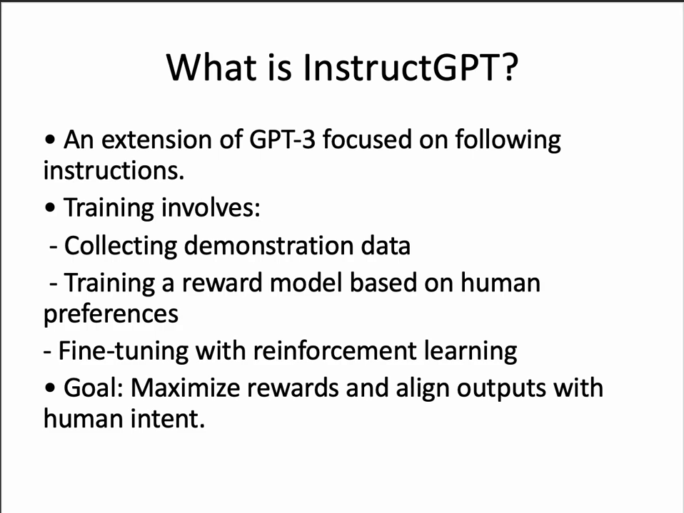It is trained in 3 steps. First, collecting good examples, which means experts give correct responses. Second, training a reward system. The model learns what humans like. And last, fine-tuning with reinforcement learning. It practices to get better over time. The goal is to improve answers while avoiding mistakes.